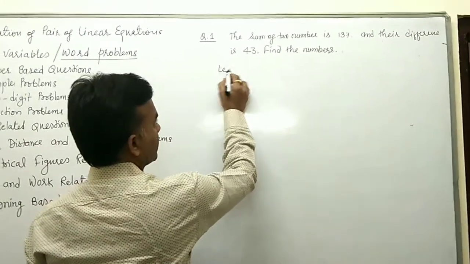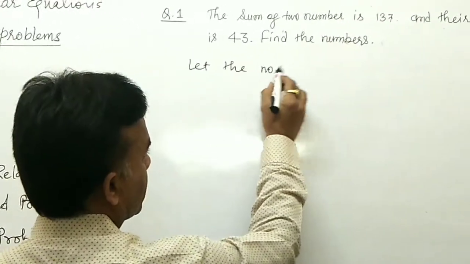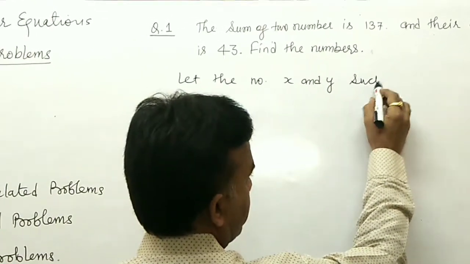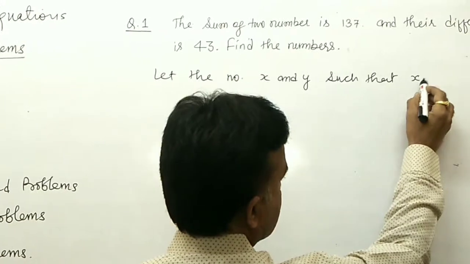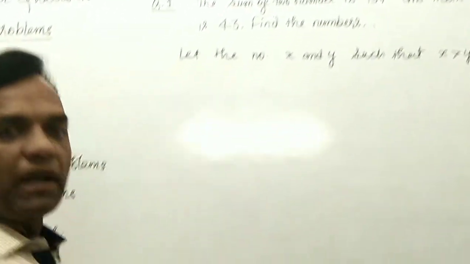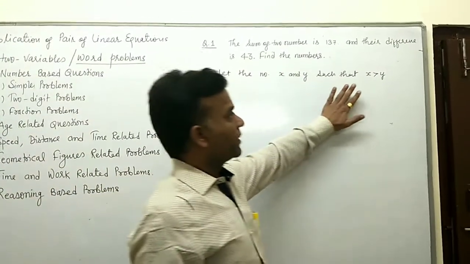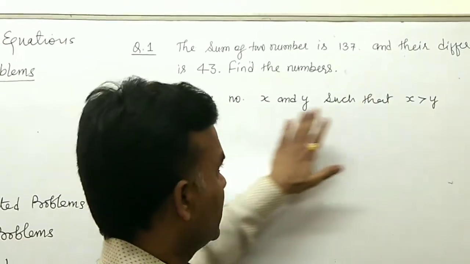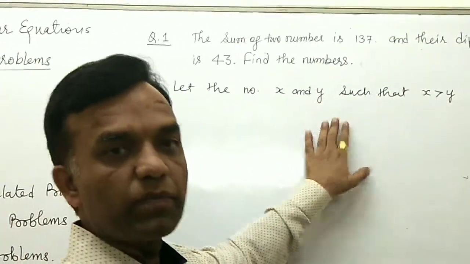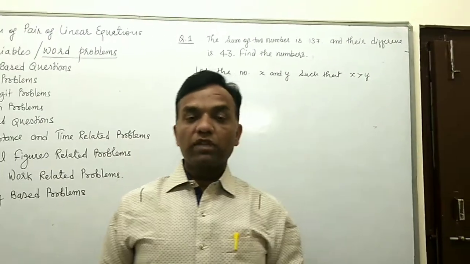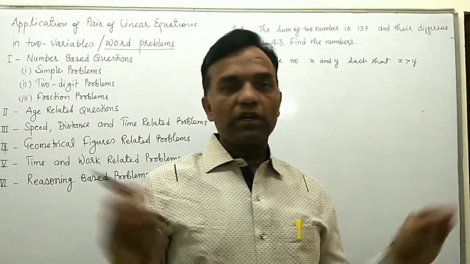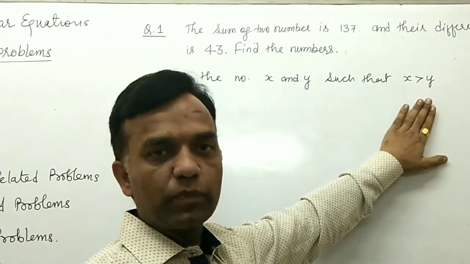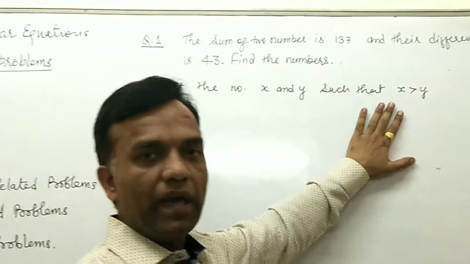So you write down the numbers x and y such that x is greater than y. Why do we write the condition that x is greater than y? Because here we write down the difference. If you write only that the numbers are x and y, your difference may be x minus y or y minus x. So there are two cases. So first you directly write the basic fact that x is greater and y is smaller, so you form only one equation here, x minus y.